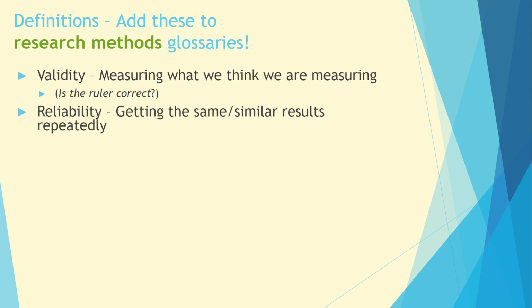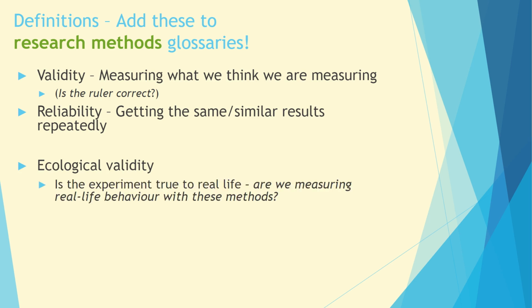Okay, so validity is measuring what we think we're measuring. Reliability is being able to replicate the results, being able to repeat them. When we talk about reliability, we don't always mean that the results have been replicated. Sometimes we can talk about the fact that in lab experiments, it would be easy for us to test the reliability of the results. And I'll talk more about that in a moment. We can also talk about ecological validity, which is specifically, is the experiment true to real life? Okay. Are we measuring real life behavior with these methods?